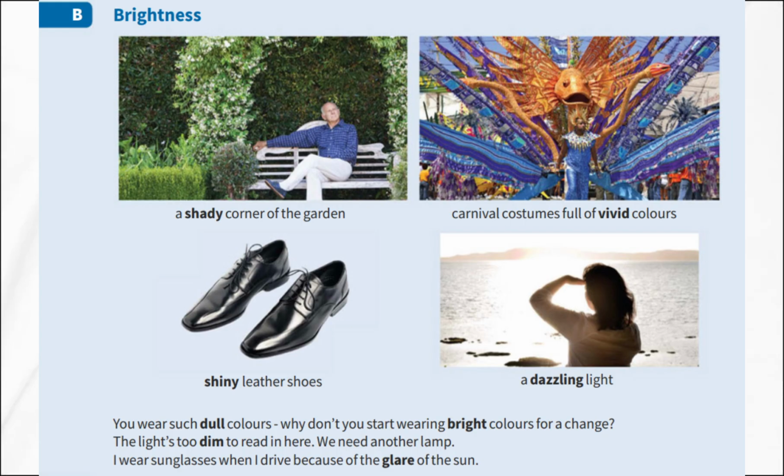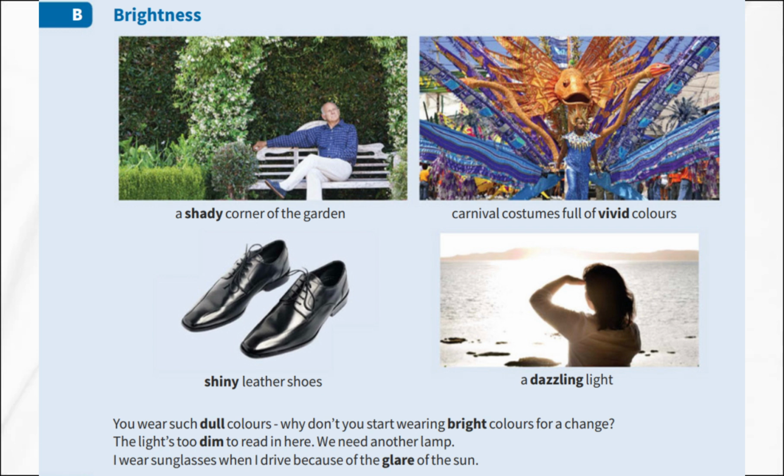Brightness. Now, let us look at adjectives to describe brightness. We can talk about a shady corner of the garden. This means it is protected from the sun. Carnival costumes are full of vivid colors. They are bright and strong. You might wear shiny leather shoes. They reflect light. A dazzling light is extremely bright. It can almost blind you.